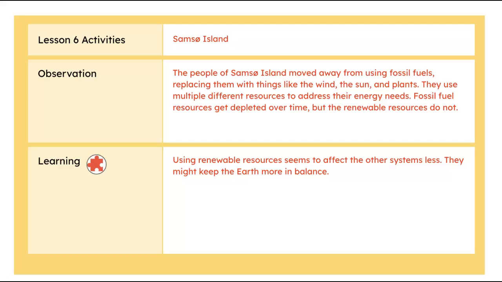The goal of this class discussion is to synthesize the information gathered and discuss how using renewable resources affects Earth's spheres. You'll use the discussion to create the Lesson 6 summary chart. By the end of the discussion, students should understand that using renewable resources affects the other systems less, and renewable resources help keep the Earth more in balance.